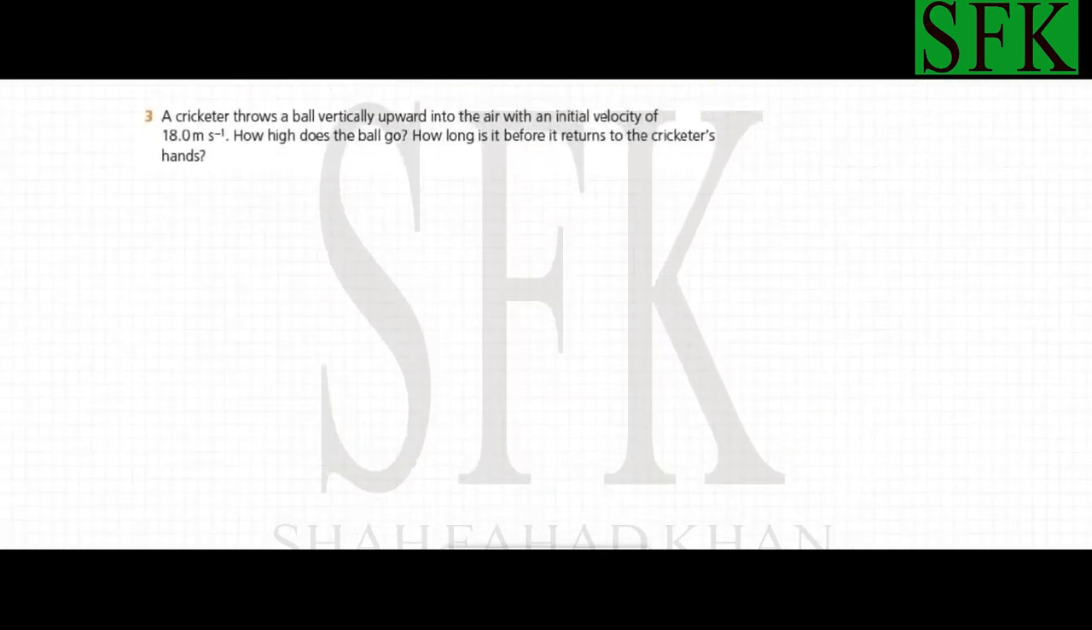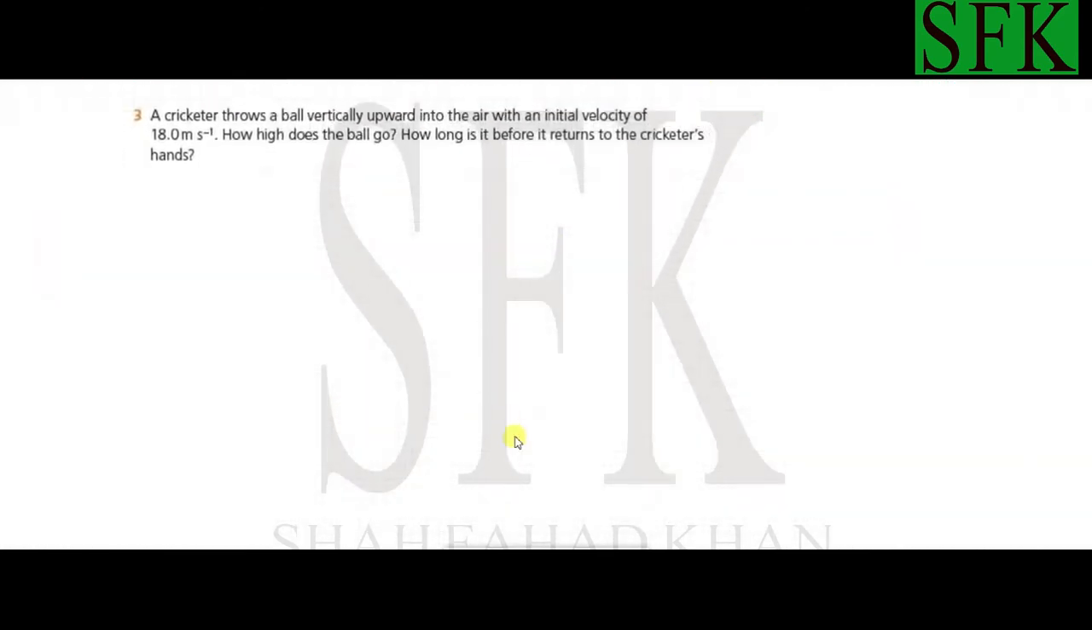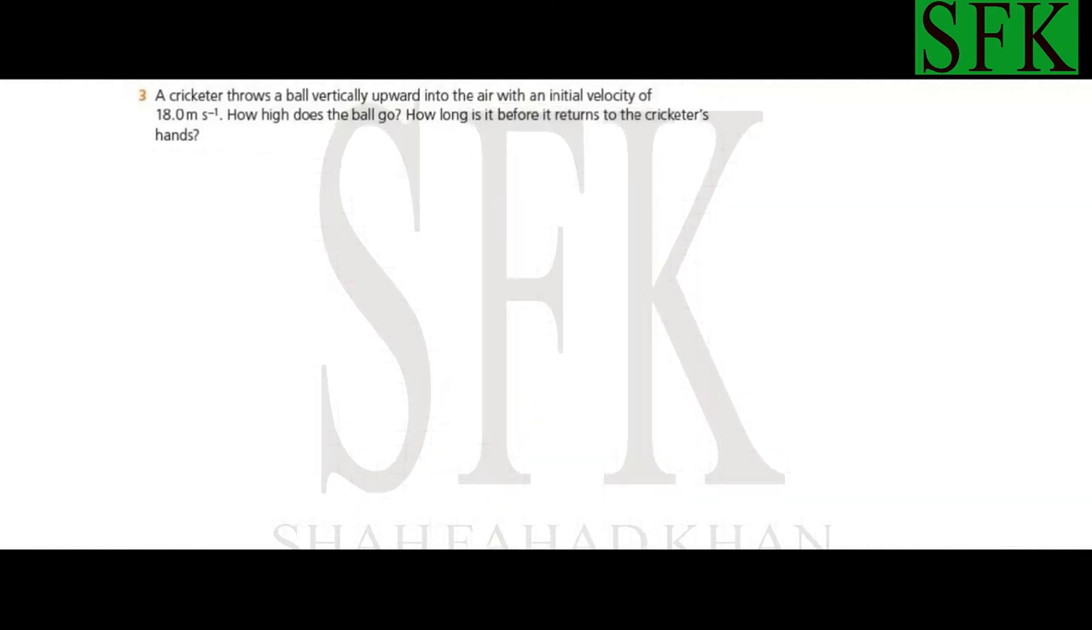Now let's go to the third question. A cricketer throws a ball vertically upwards into the air with an initial velocity of 18 meters per second. How high does the ball go? So basically the vertical height is asked. And how long is it before it returns to the cricketer's hand? So basically the total time is asked, the time of going up and coming down both.